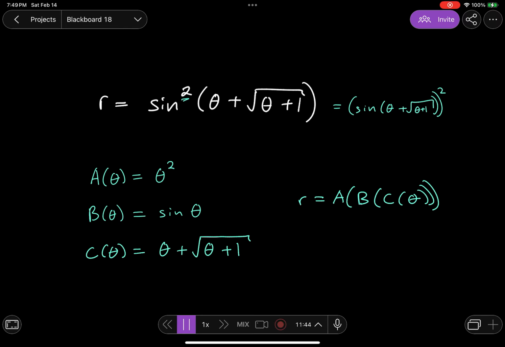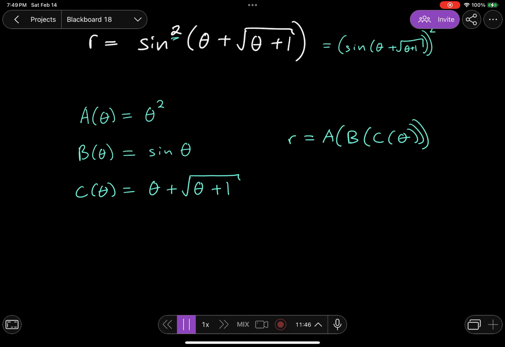And of course, I can't go further here. c is kind of awkwardly the composition of two other functions. Specifically, it's the sum of an easy function, theta, and then another function that is the composition of two other functions. So c is kind of gross.